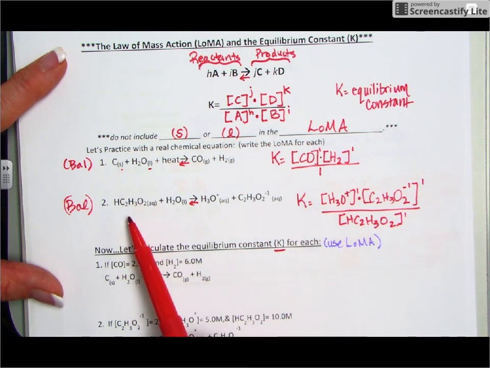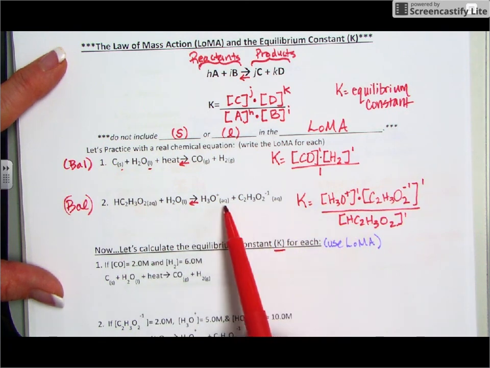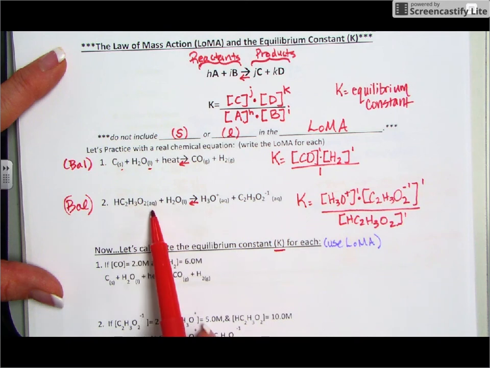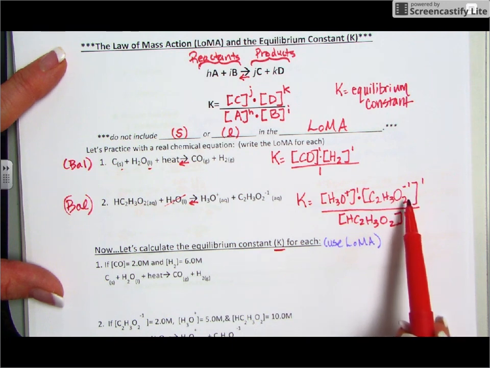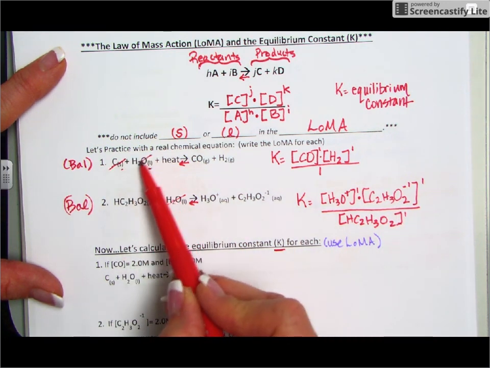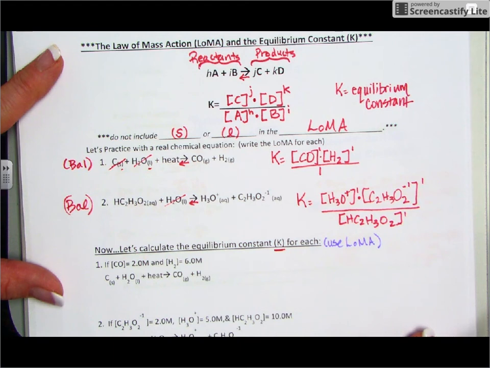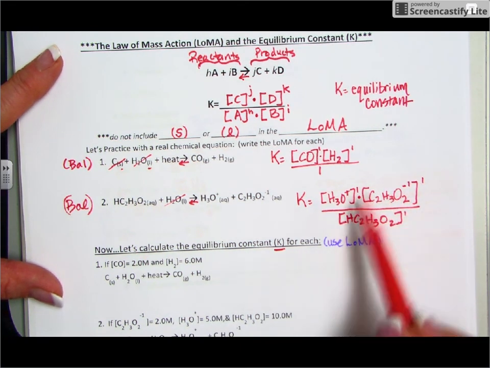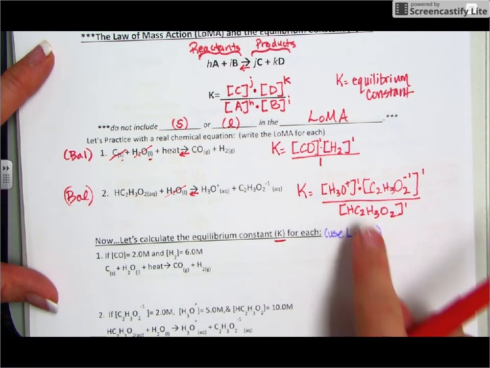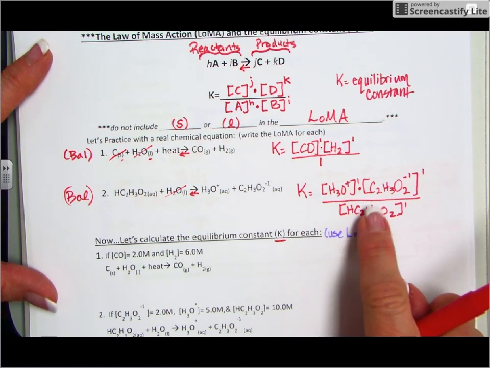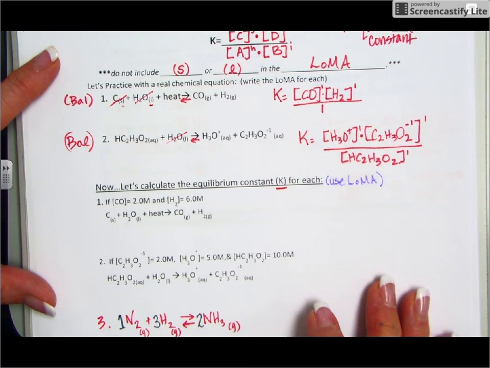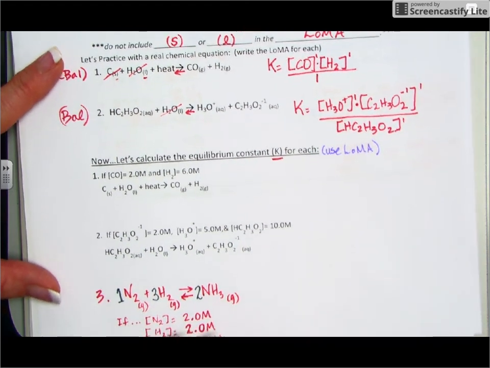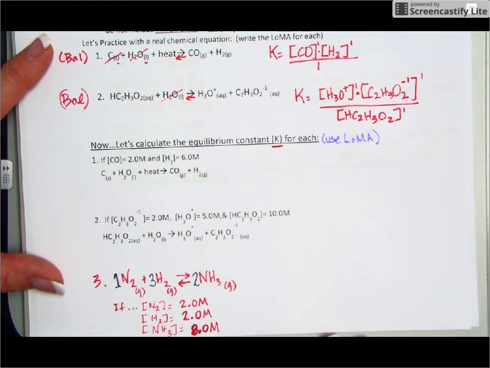For the second example where we set up the law of mass action, the products were aqueous here. One of the reactants was aqueous, but the water was the pure liquid, so we do not include it in our law of mass action, just like we did not include the carbon or the water here. So once you've set up the law of mass action, we can then actually plug in data to it. As I said, you could use this as a formula, and you can solve for your equilibrium constant, which is what we're going to do in example 1, 2, and I've added a third example here, 3.